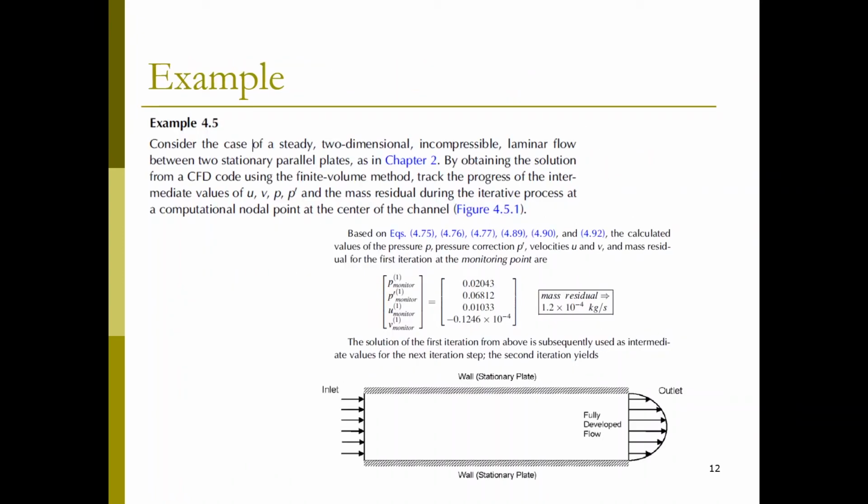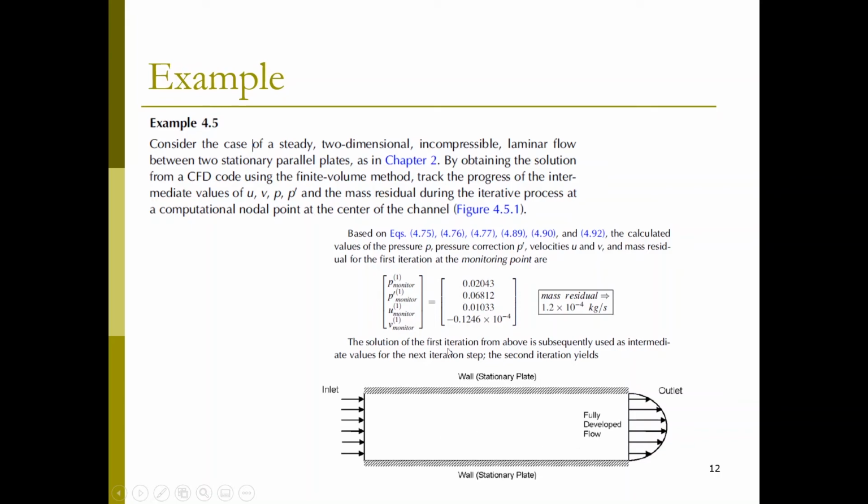So this is an example where we consider a case of a steady two-dimensional incompressible laminar flow between two stationary plates. We have discussed a similar problem in chapter 2 and chapter 3. By obtaining the solution from a CFD code using FVM, or finite volume methods, track the progress of the intermediate values of U, V, P and correction P and the mass residuals during the iterative process at a computational nodal point at the center of the channel. So we have the center of the channel maybe somewhere around here.